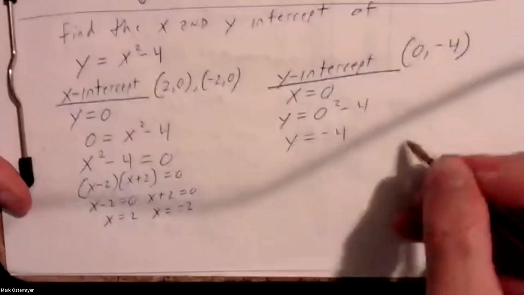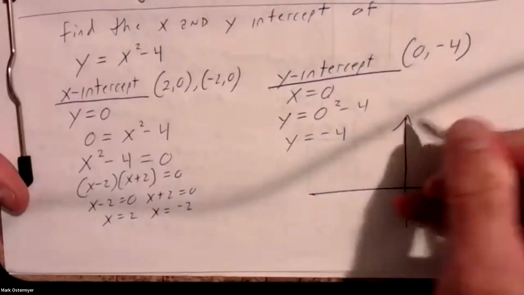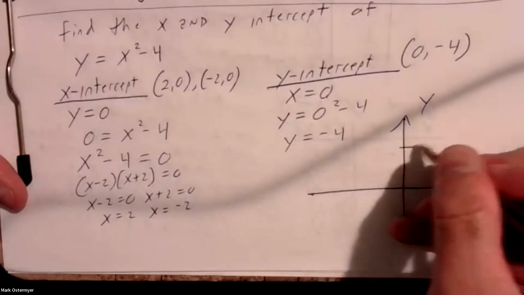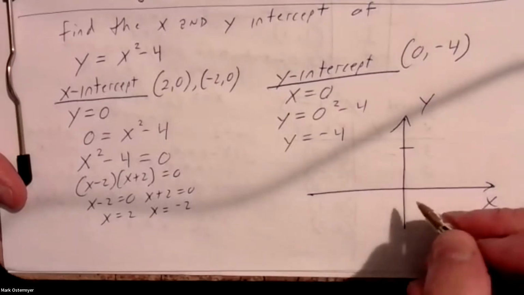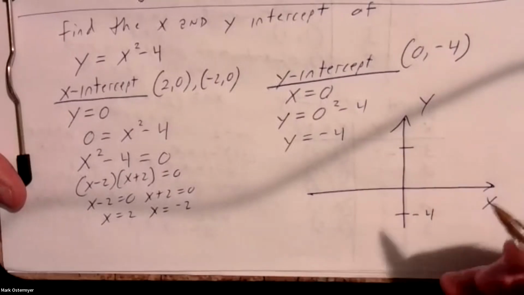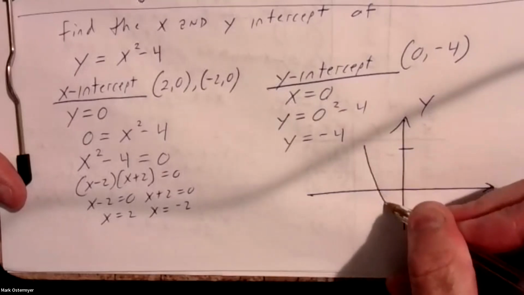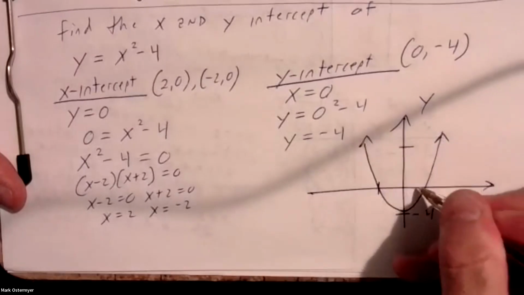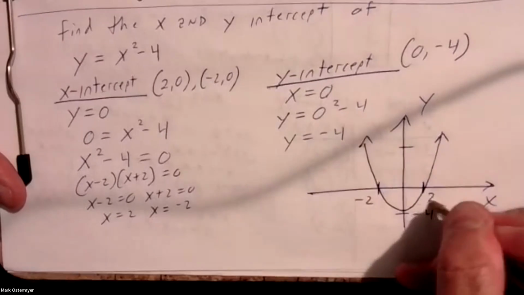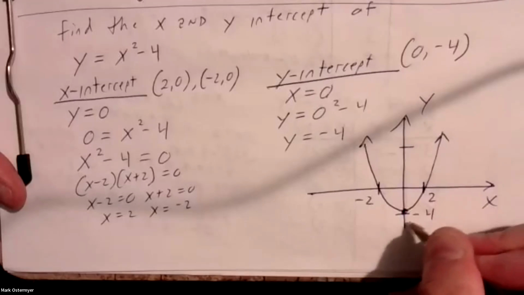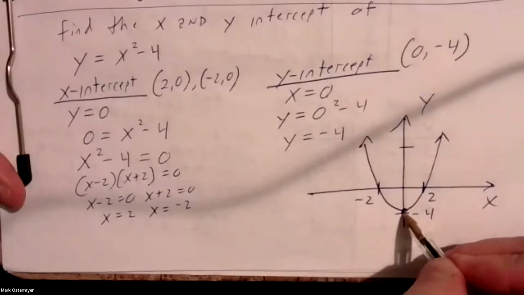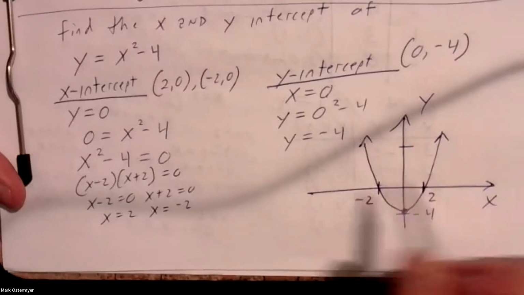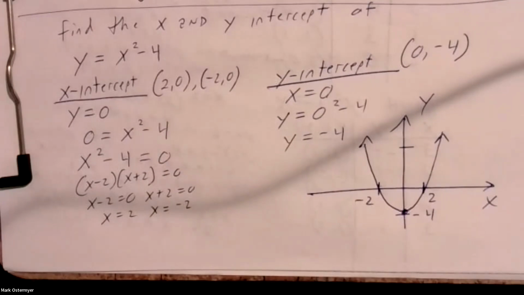By the way, if you're interested in knowing what the graph of that thing looks like, if you were to take the time and graph it, you would see that the graph looks like this. So it would be a parabola that opens upwards, and the x-intercepts are negative 2 and 2, and the y-intercept is down here at 0, negative 4. Makes sense. Y-intercept, two x-intercepts. Any questions about what just happened there? Okay.